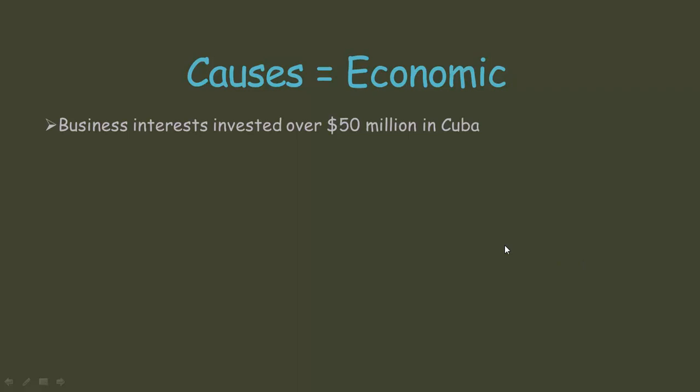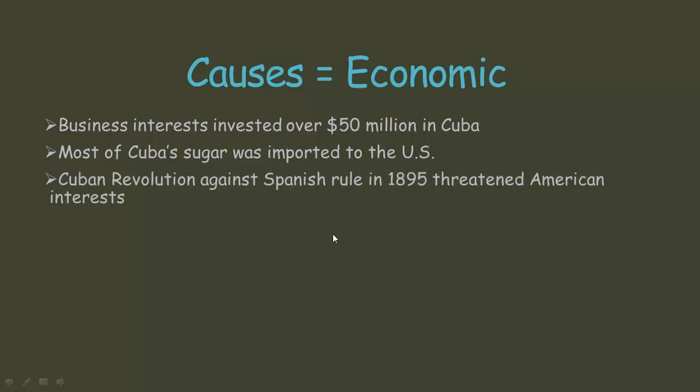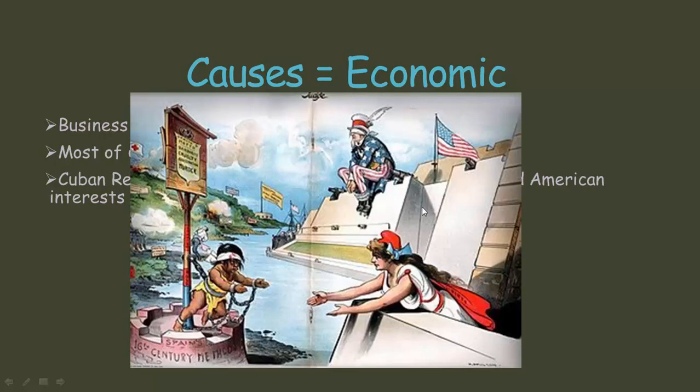So the Americans had certain business interests in Cuba. They spent over $50 million extracting sugar from their sugar plantations down in Cuba. Most of the sugar was actually imported to the United States. Well, there was a Cuban revolution against the Spanish rule in the late 1800s, 1895, and that really threatened the American interest because the Spanish government really was going to put the clamps down on this revolution.